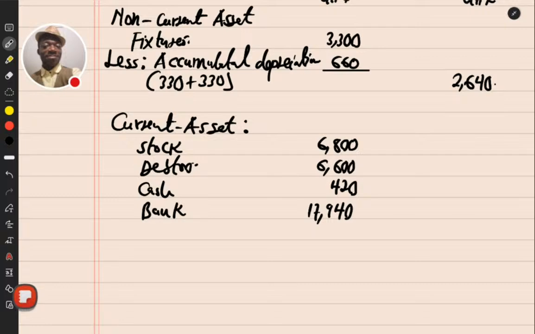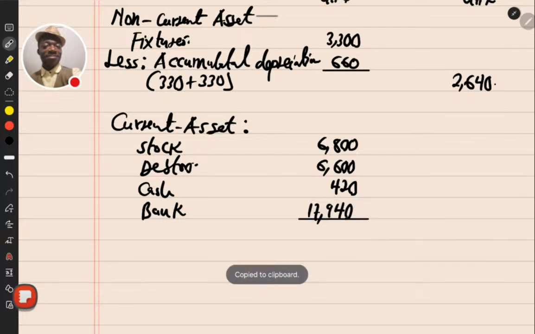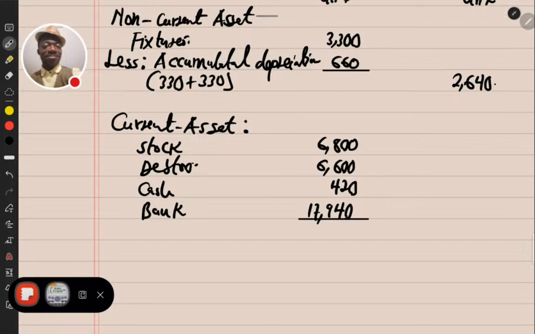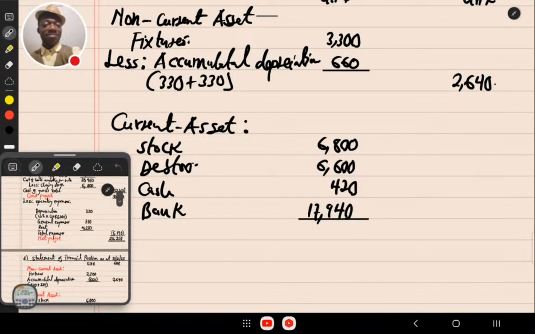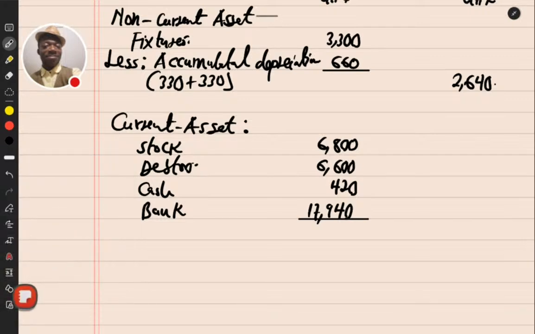Okay. So once we have this, we find their totals because we are using the equation asset minus liability supposed to be equal to what? Capital. Okay. That's what we are using. So the next thing we want to do is find the total. So let's see what I have for my totals. I had 31,760. So I had here to be 31,760.